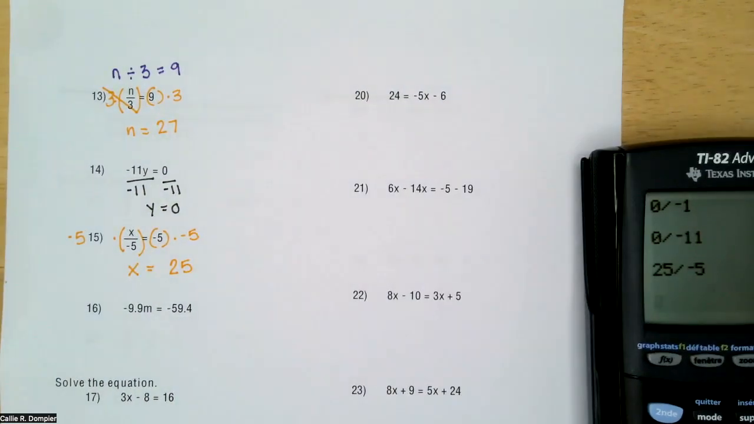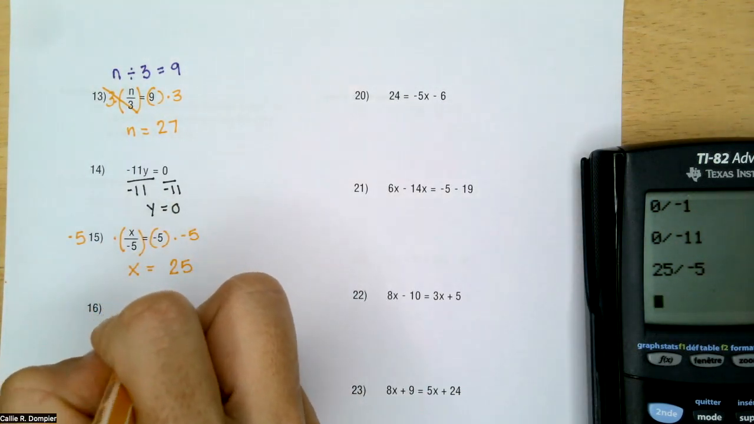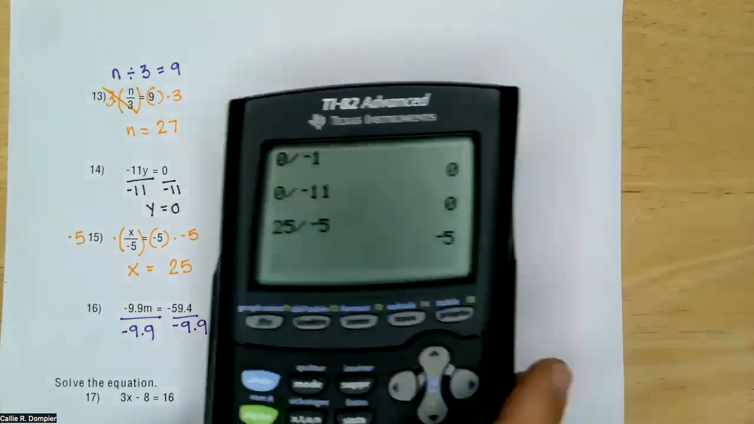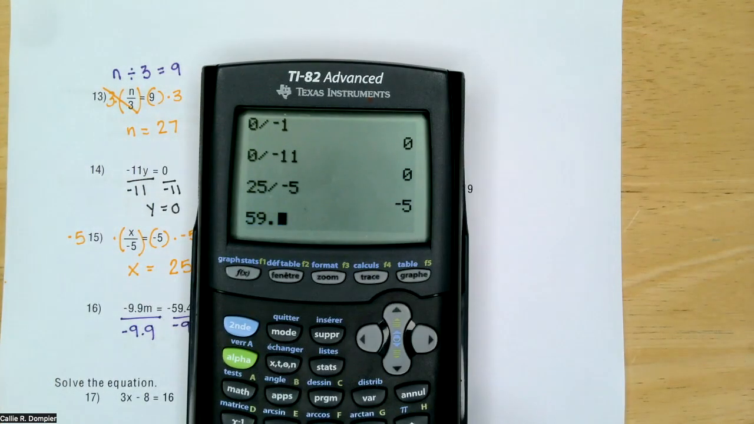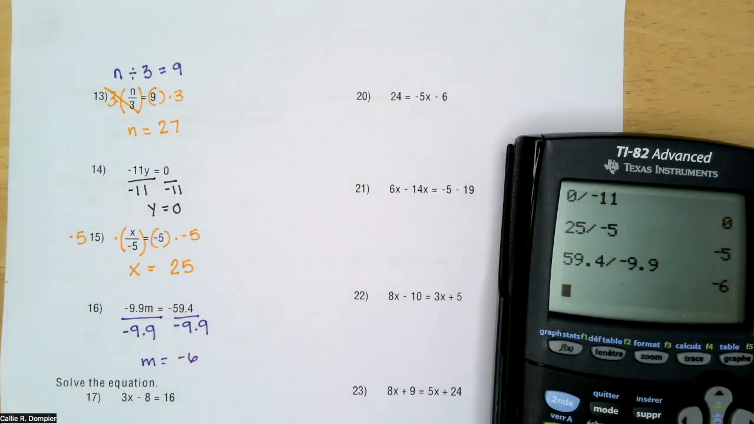Good. Here we have m being multiplied by negative 9.9, divided by negative 9.9 on both sides. 59.4 divided by negative 9.9, don't forget the negative sign, negative 6. M is negative 6. Feel free to check your answers, okay?